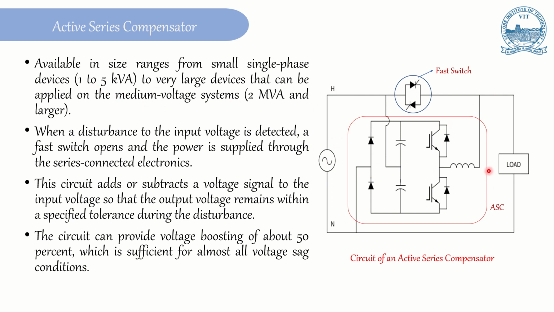And you can see this active series compensator can be synthesized or fabricated for power ratings from 1 kVA to 5 kVA for small single phase loads, and it can be up to 2 MVA or larger for medium voltage systems where we need voltage regulation. So this circuit is going to add or subtract the voltage signal to the input voltage so that the output voltage remains within the specified tolerance during the disturbance. And this circuit can provide voltage boosting of up to 50%, which is sufficient for almost all voltage sag conditions that are present in the system.